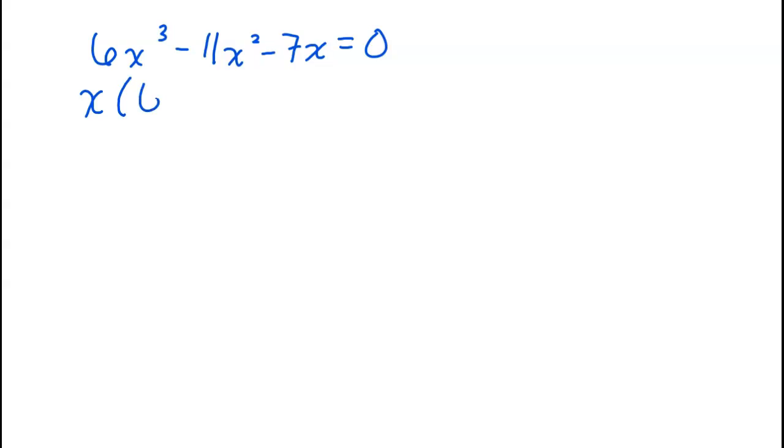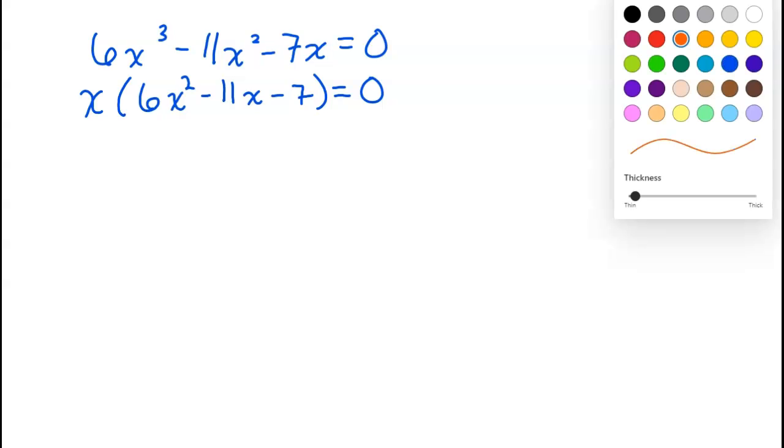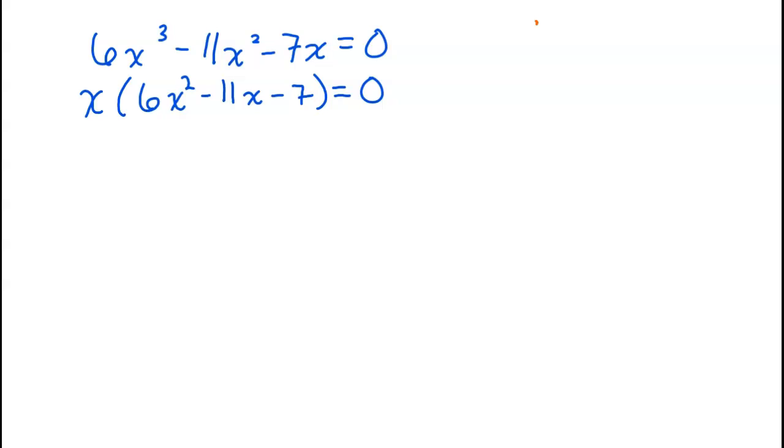When we factor out an x, we are left with 6x squared minus 11x minus 7. Now this looks more familiar to us. This is a quadratic just like we're used to. So we're going to factor using our AC method. A is equal to 6, B is equal to negative 11, C is equal to negative 7.